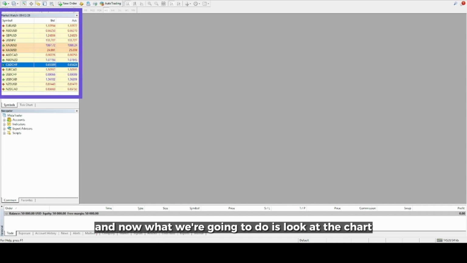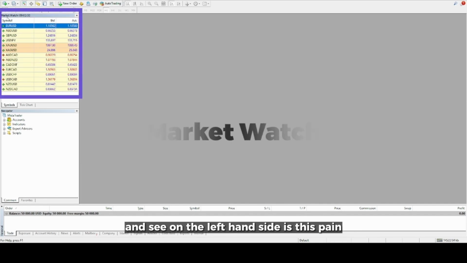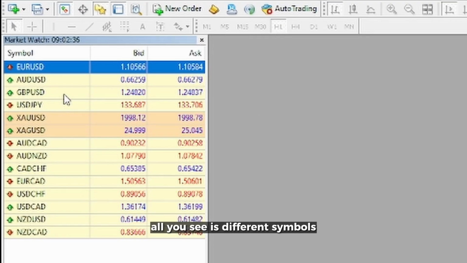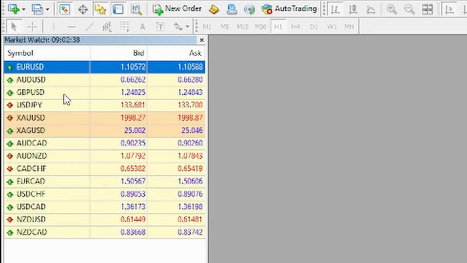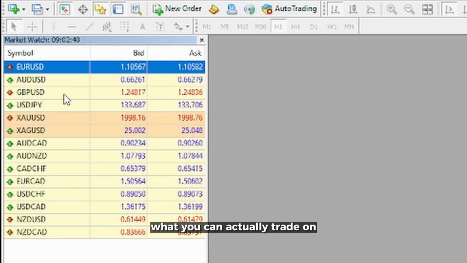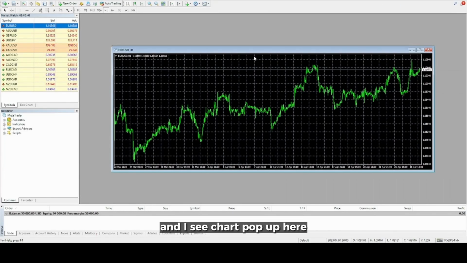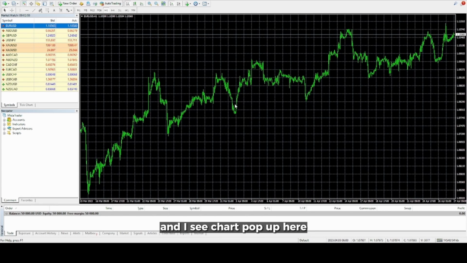look at the chart. And see on the left hand side is this pane. You see here it says Market Watch. In Market Watch, all you see is different symbols or different pairs that you can actually trade on. For example, here you see EUR USD. So if I right click on EUR USD and I say chart window, I see a chart pop up here. And the way I look at it, I don't like what I see. I don't like the depiction, the way it's moving.